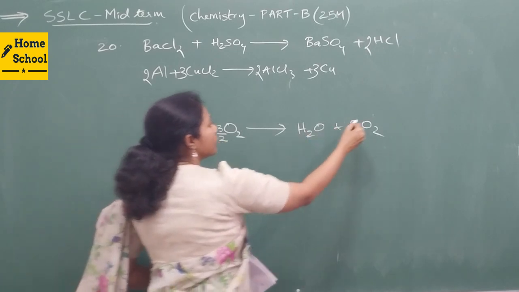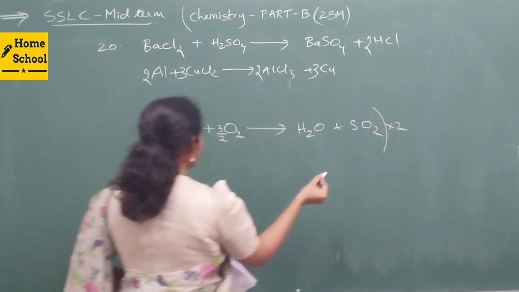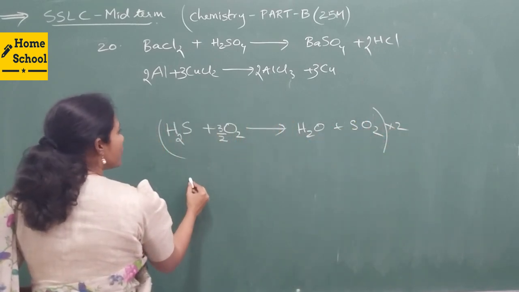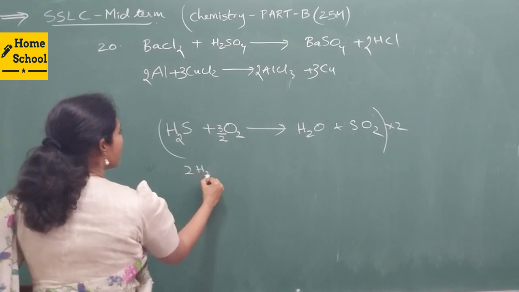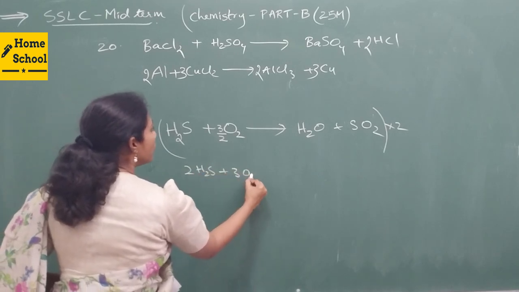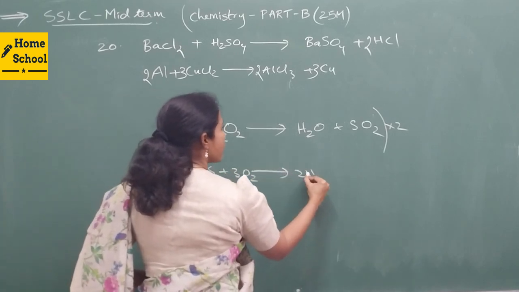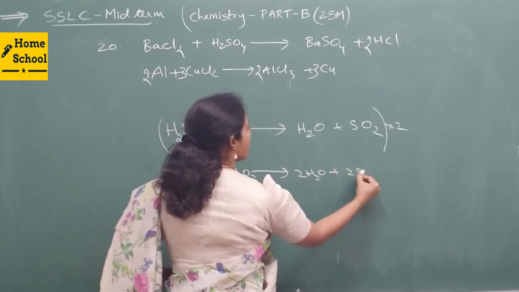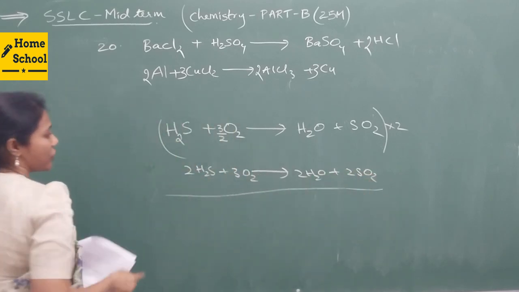Now to remove a fraction, I will multiply by 2. Okay, so these are all the tricks that you can use for the balancing. So it becomes 2H2S plus 3O2 giving 2H2O plus 2SO2. So now this is a balanced equation here.